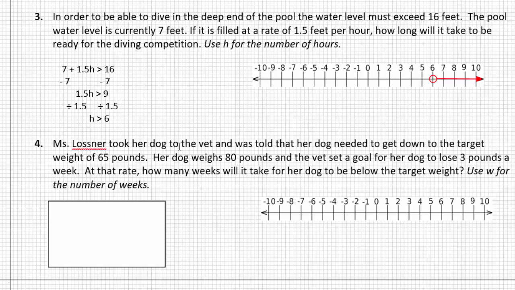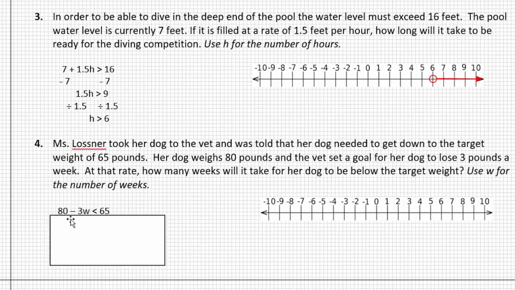Miss Lossner took her dog to the vet and was told that her dog needed to get down to the target weight of 65 pounds. Her dog weighs 80 pounds, and the vet set a goal for her dog to lose 3 pounds a week. At that rate, how many weeks will it take for the dog to be below the target weight? Use W for the number of weeks. And go ahead and see if you can write an inequality to model the situation.